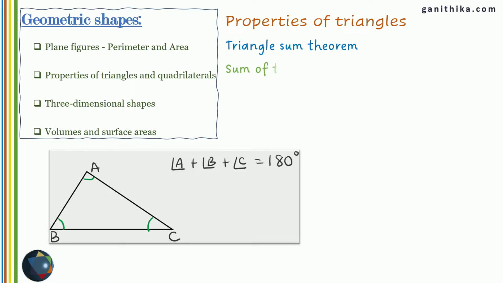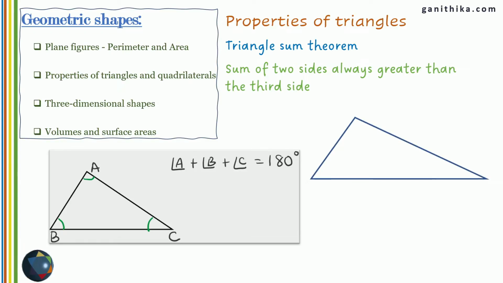The next property is the sum of the two sides of a triangle is always greater than the third side. So for example, if you have a triangle like this, and if you add any two sides, the sum of these two sides should always be greater than the third side. If it is not happening, then the triangle cannot be formed. And this concept is very important in DP classes as well. Remember this and make a note of this in your notebook.